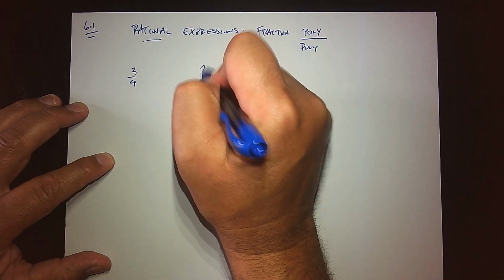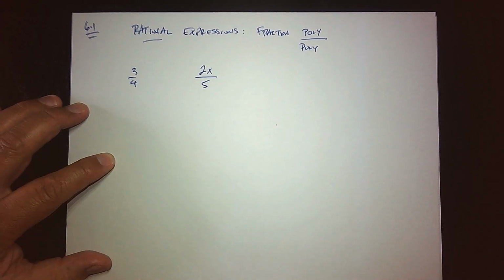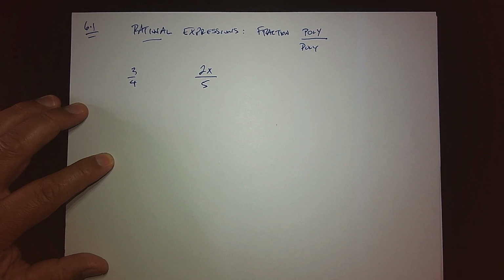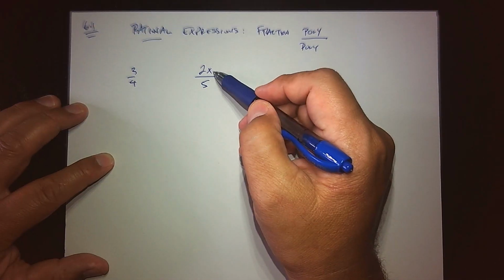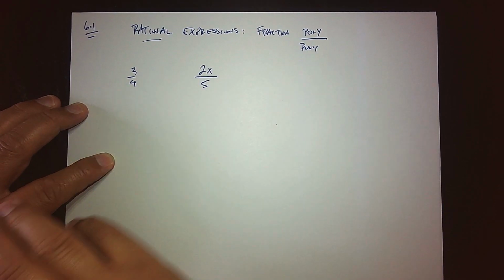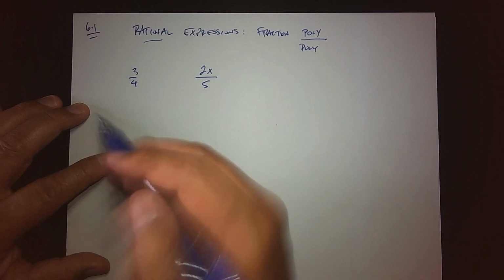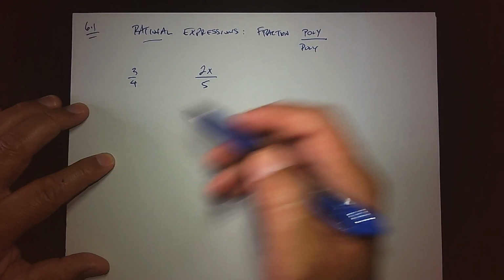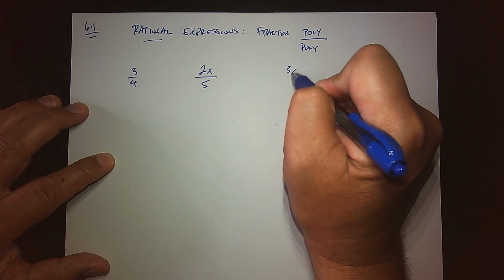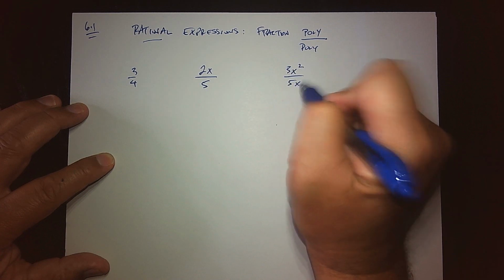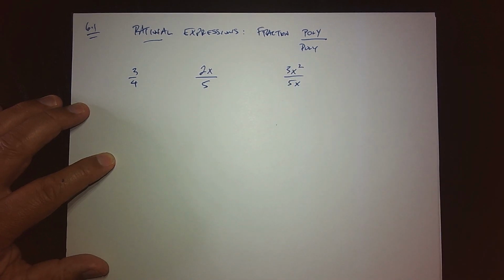Getting a little bit more expressive, we can say something like 2x over 5. That is also an example of a rational expression. I've got a monomial 2x divided by the monomial 5. So again, we're just taking a poly divided by a poly. And just continuing on, maybe we have 3x squared over 5x. Again, a monomial over a monomial.